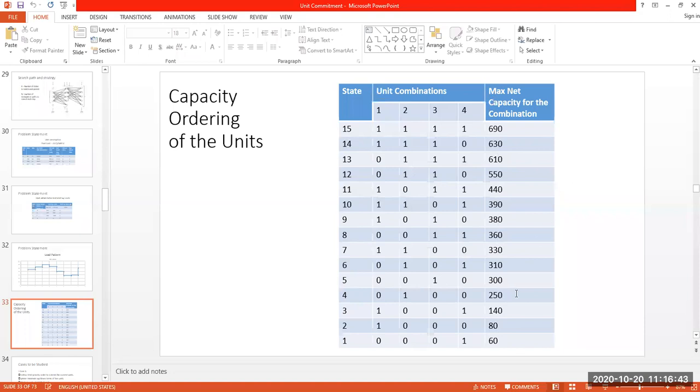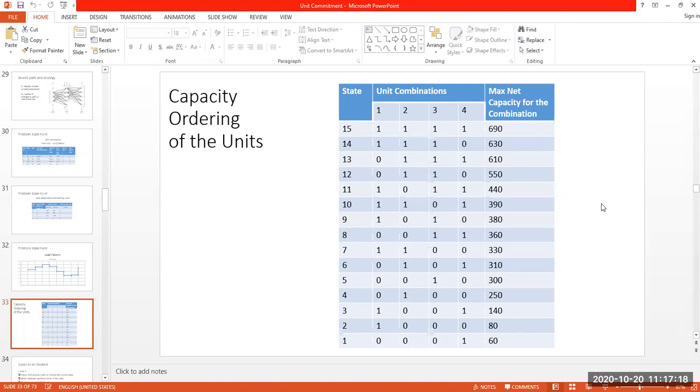What is the maximum? If in a state only one unit is on, what is its maximum capacity? Let's see. If only unit number 4 is on, your maximum capacity is 60. This is how you calculate this column. In the second state, you have unit number 1 on. Okay, actually, there is a problem.